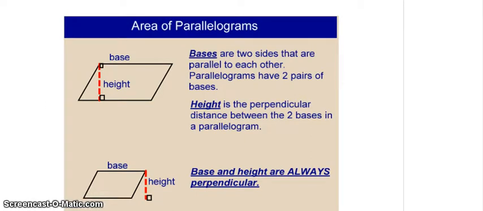Parallelograms are made up of bases and heights. Bases are actually the sides. In this particular picture, we have a base here and a base here. These are the two sides that are parallel to each other. Those are considered bases. We also have another pair of bases since we have two pair of parallel sides. This side and this side are also considered bases because they're parallel to each other. So we have two pairs of bases, where bases are the two sides that are parallel to each other.